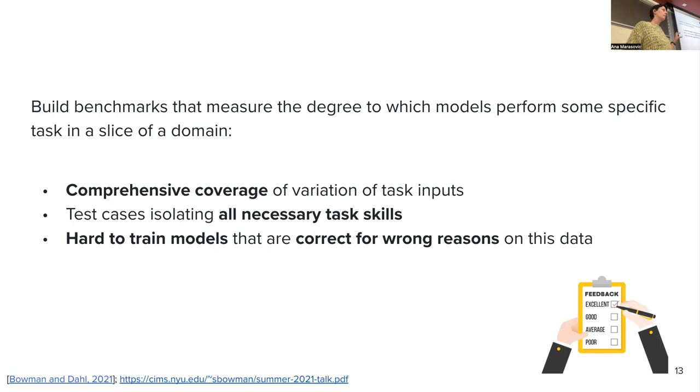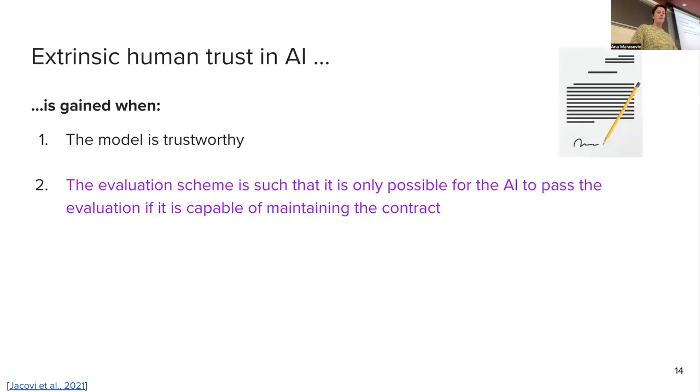So good thing, coming back to extrinsic trust, we need rigorous examinations. And look, there is a whole field that has been doing a bunch of these for a while. The problem is that developing proper rigorous benchmarks is really hard. So in the paper, we say extrinsic human trust in AI is gained when the model is trustworthy, and the evaluation scheme is such that it's only possible for the AI to pass the evaluation if it's capable of maintaining that contract. So you really want that examination to test what we are after here.